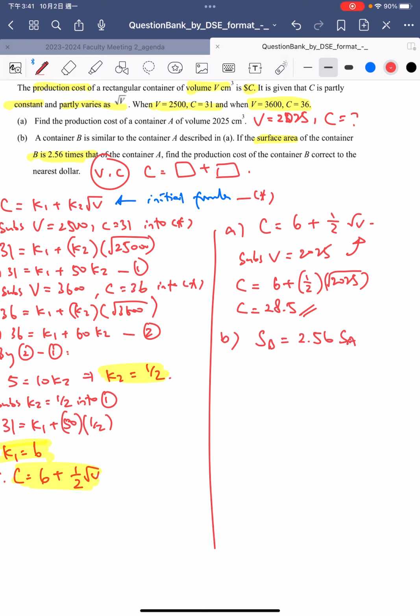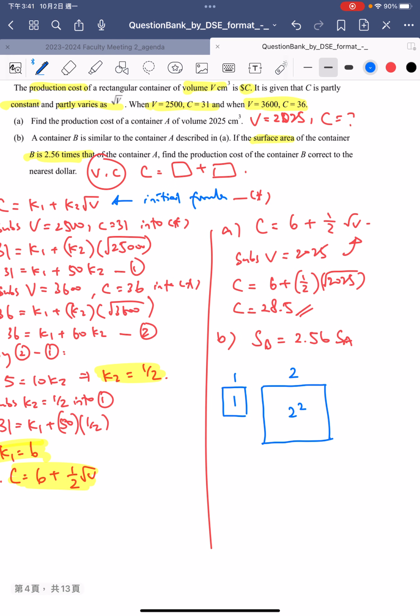If you still remember, for example, if we have a length, this is 1, this is 2, then what's going to happen to the area if the side length goes from 1 to 2? The area is going to be 1 to 2 squared, isn't it? And what's going to happen to the cube?